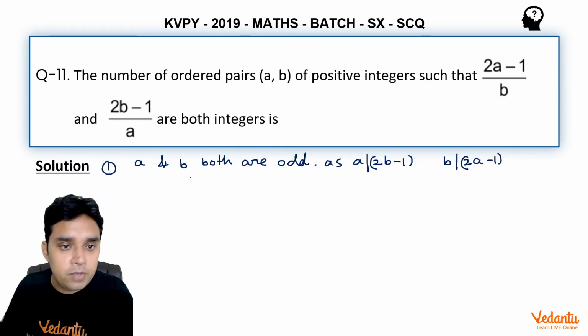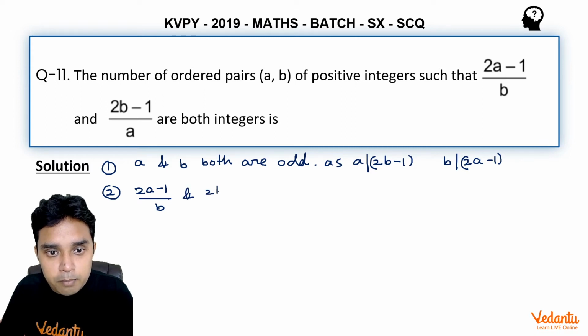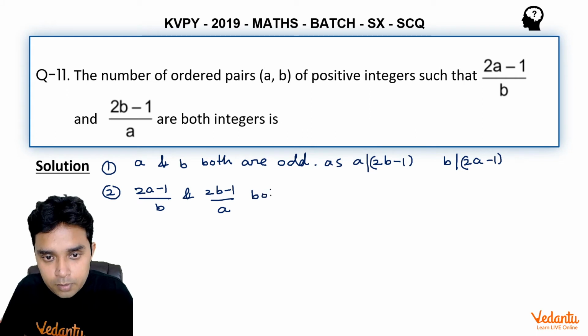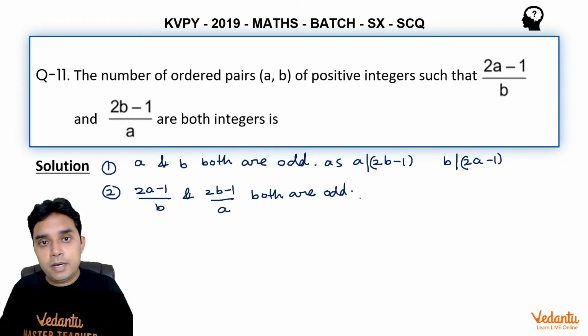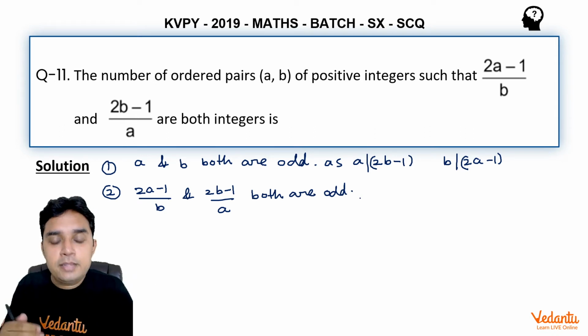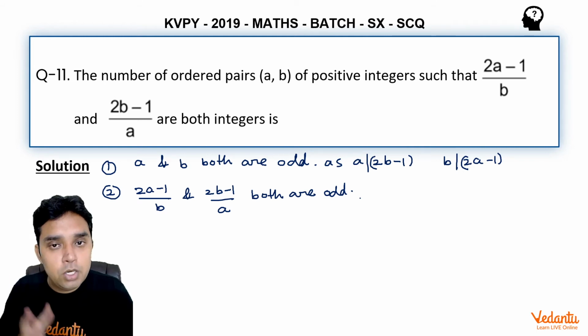That is 1. Number 2, when we divide them, this (2a minus 1) upon b and (2b minus 1) upon a, that should also be odd. Because if an odd number is divided by some other integer completely, then that resultant, that quotient has to be an odd number only. So these are two things.